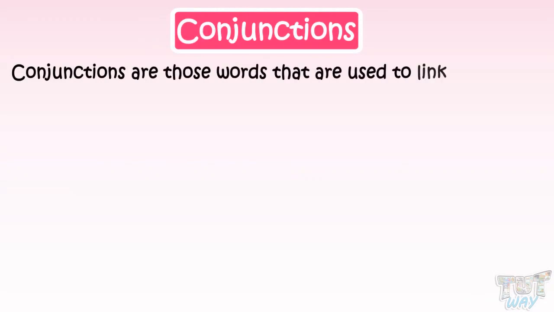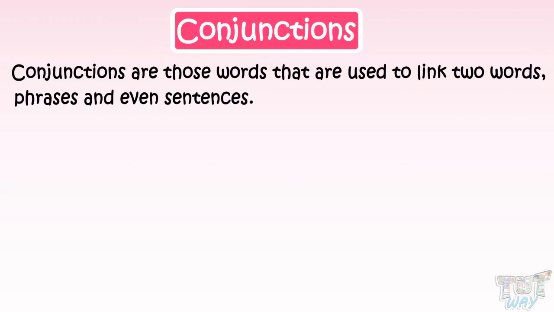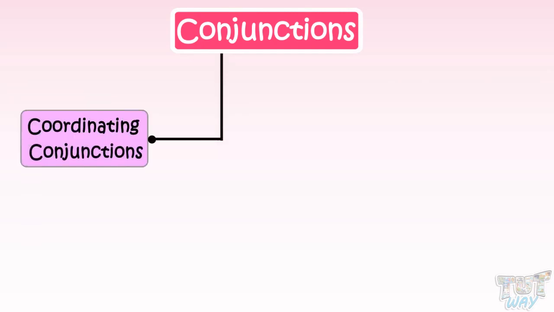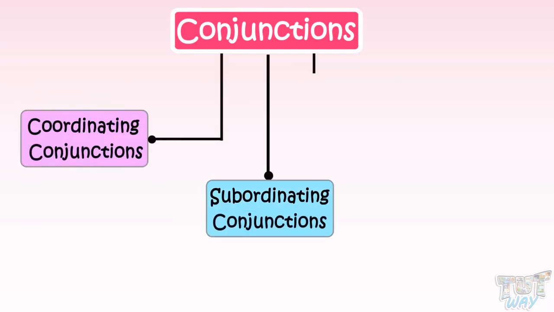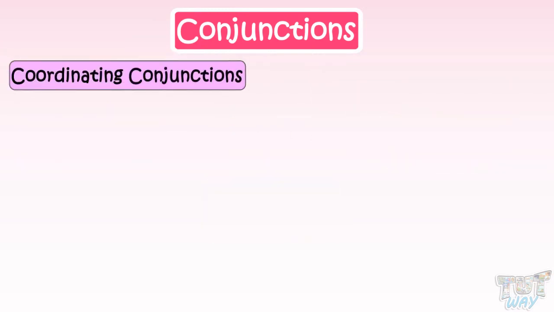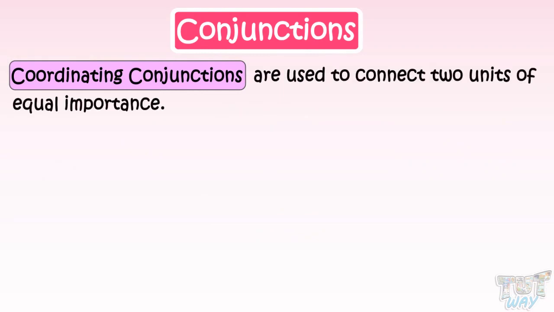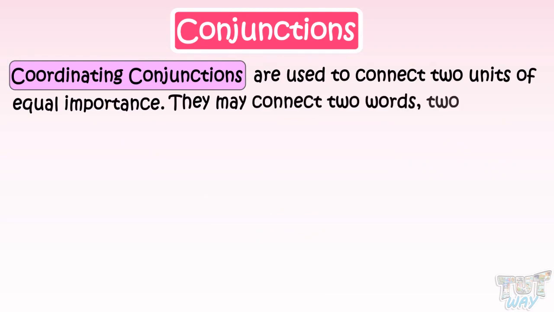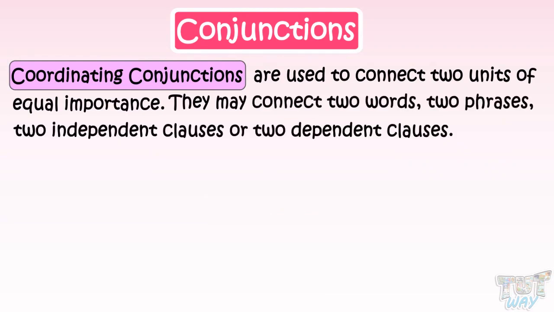Conjunctions are those words that are used to link two words, phrases, and even sentences. We have learned that conjunctions are of three types: coordinating conjunctions, subordinating conjunctions, and correlative conjunctions. Coordinating conjunctions are used to connect two units of equal importance. They may connect two words, two phrases, two independent clauses, or two dependent clauses.